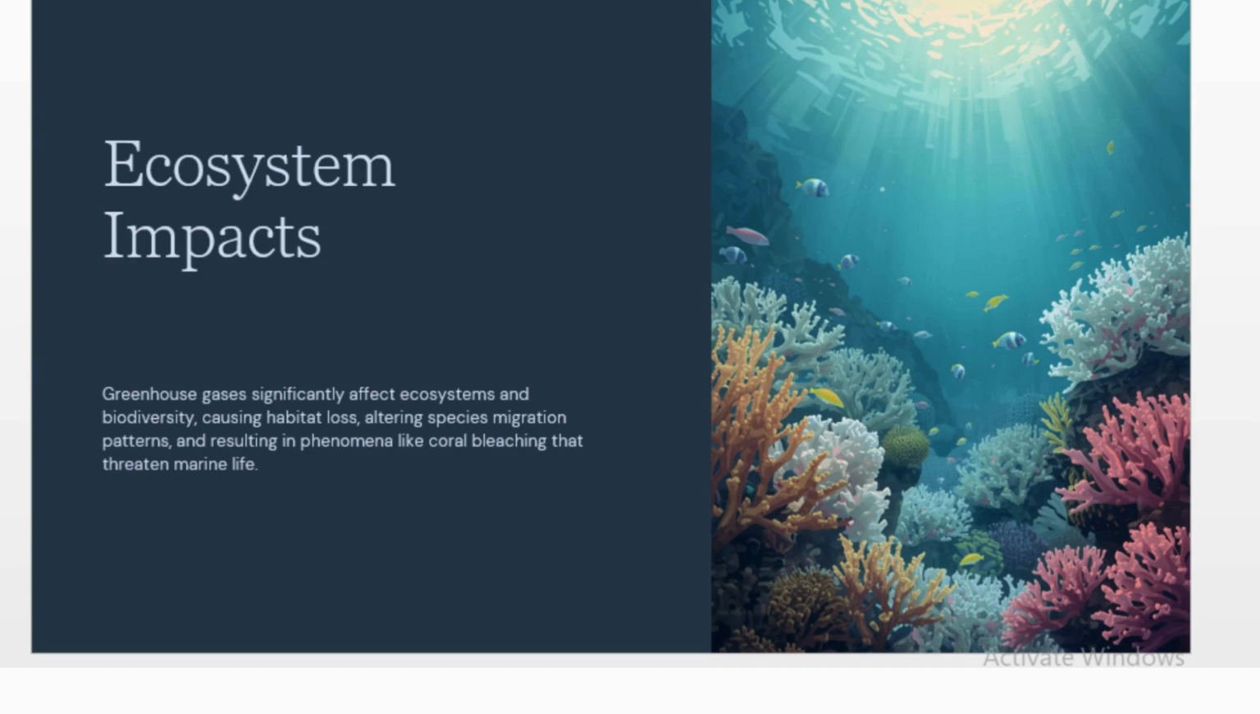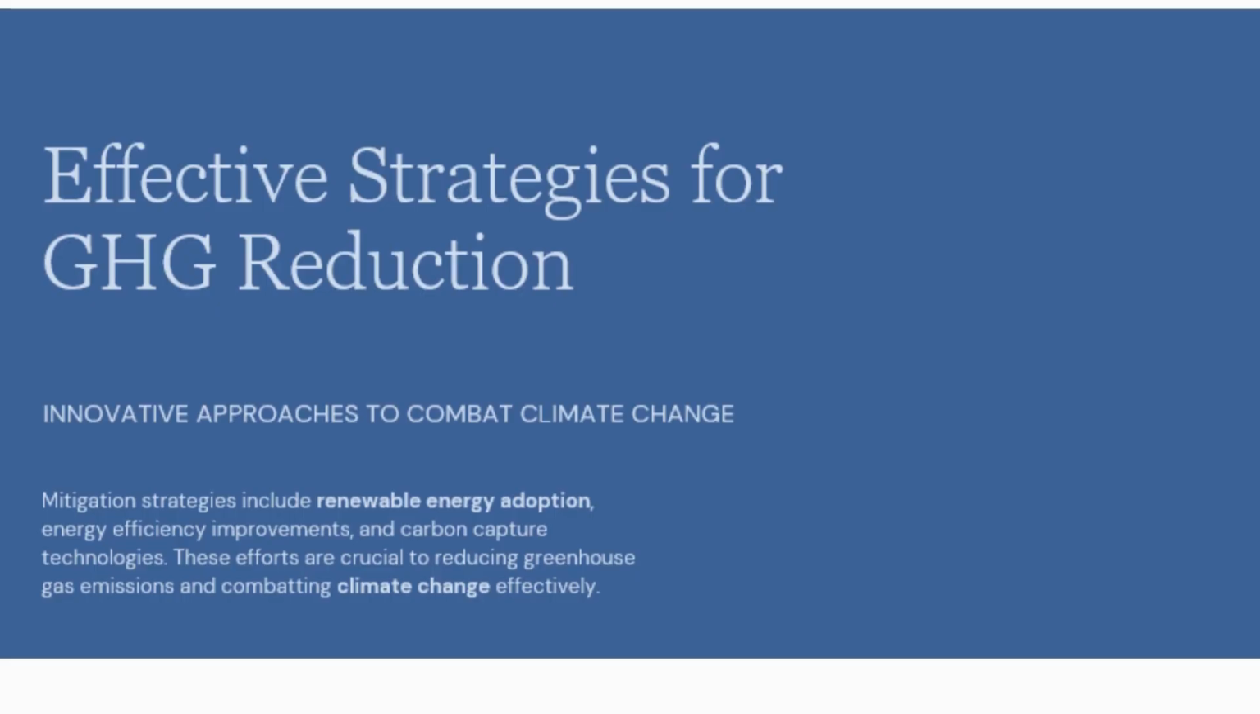Ecosystem impact. More broadly, greenhouse gases significantly affect the ecosystem and biodiversity, causing habitat loss, altering species migration patterns, and resulting in phenomena like coral bleaching that threaten marine life.